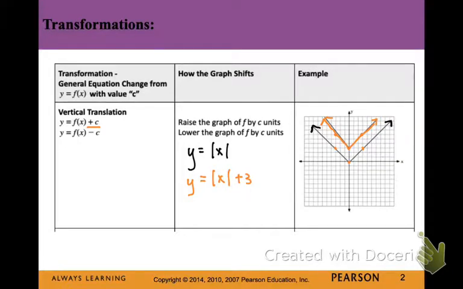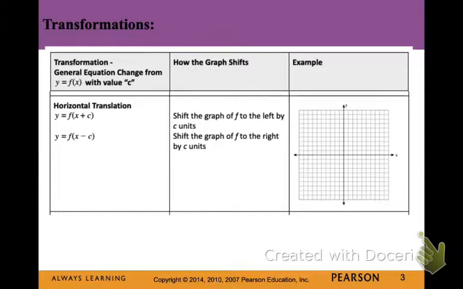Now let's do a vertical translation where we are shifting down. So we're going to subtract, and let's subtract 5. So that means each point, and I've identified 3 points, I'm going to simply move them down 5. If I were looking at their coordinates, I would subtract 5 from each of the y values. Then you're going to draw your V-shaped graph, and there is the transformation.